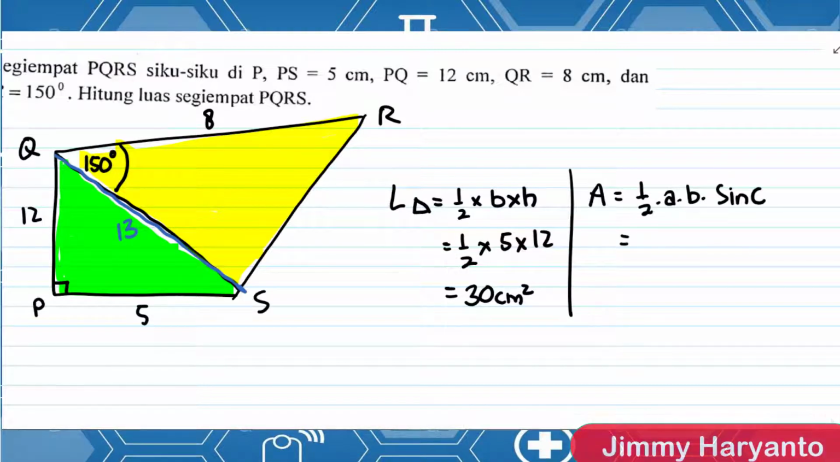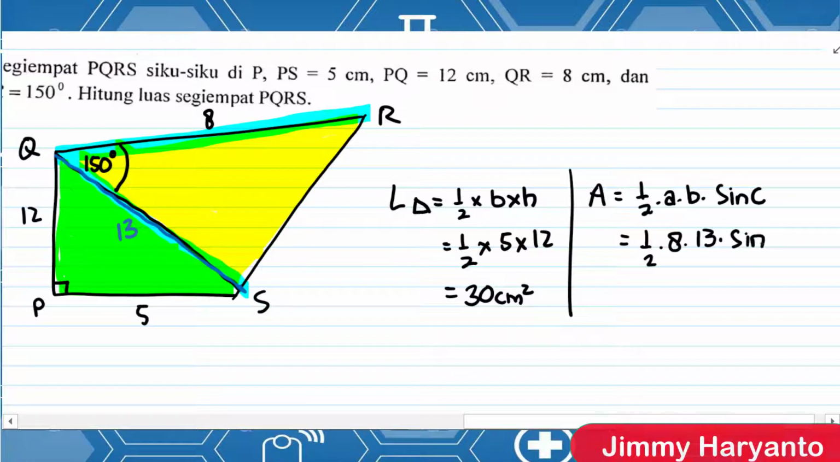We have to choose the correct sides for this formula. So we have to choose the 8 and the 13. Half times 8 times 13 times sine of the angle between the sides 8 and 13, which is 150 degrees. After that, half times 8 times 13 equals 52. 52 times sine 150, and sine 150 equals half. It will be 26 centimeters square.